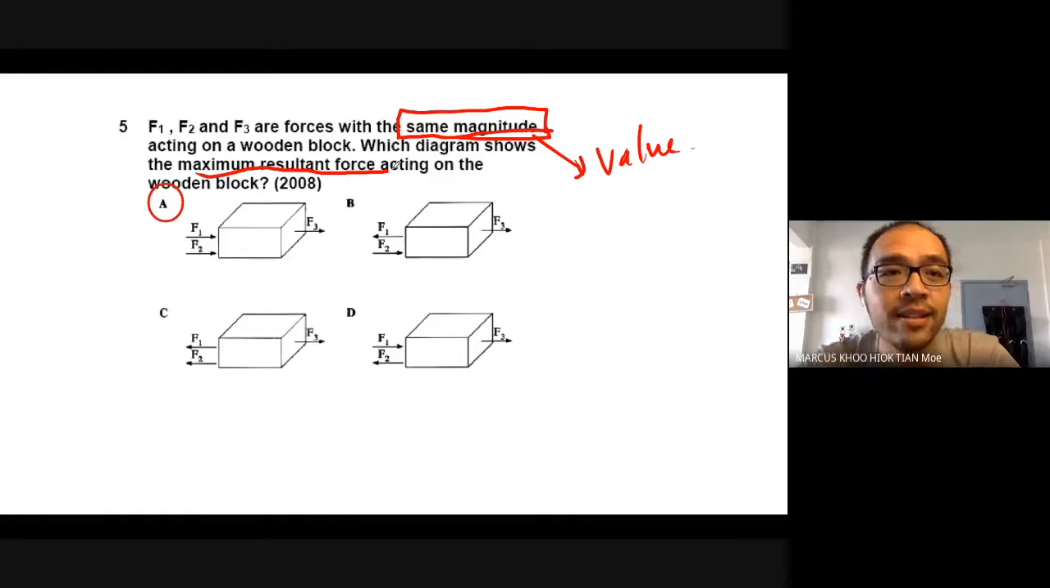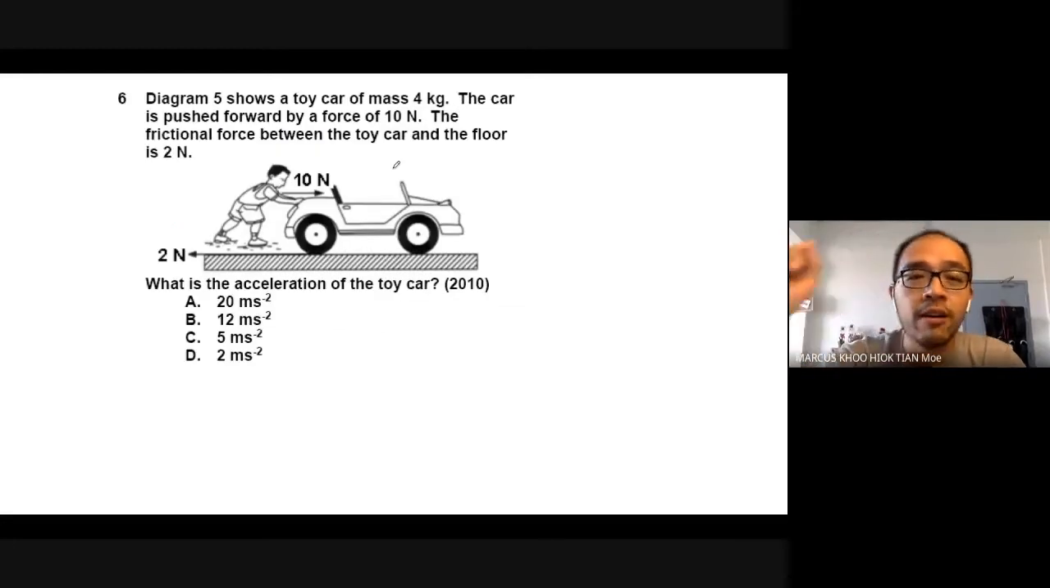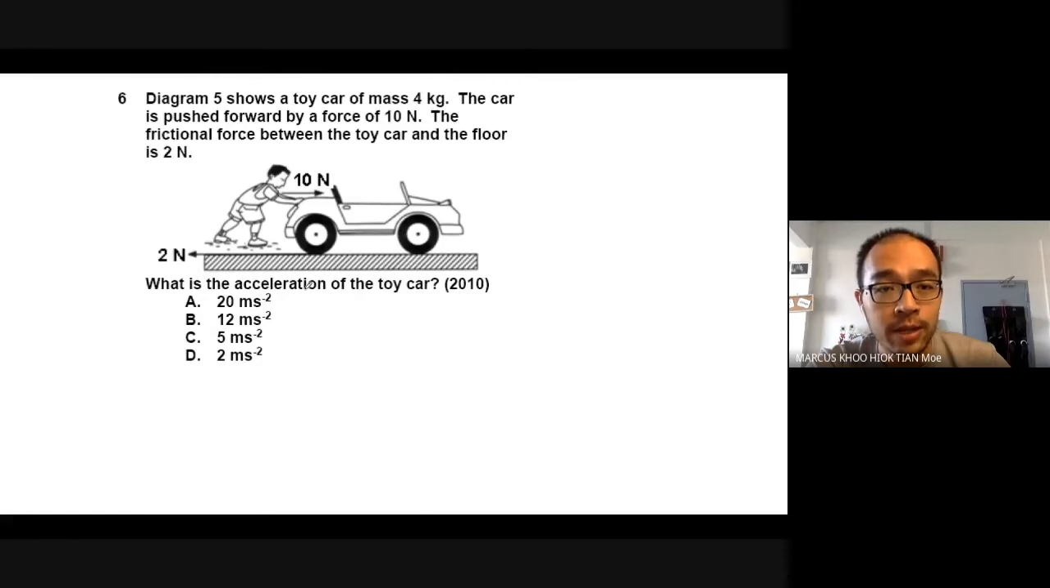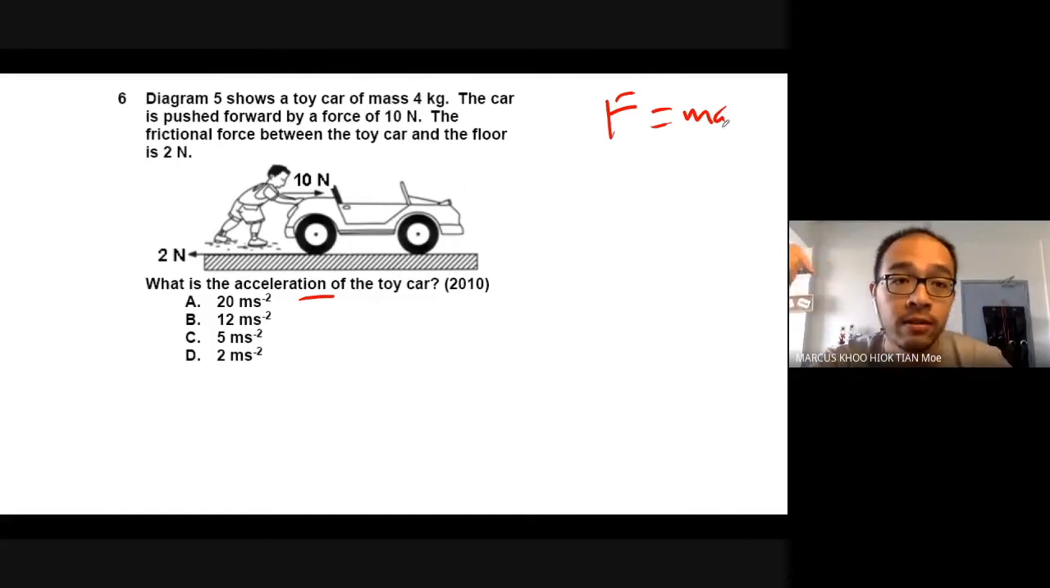Diagram 5 shows a toy car of mass 4 kg. The car is pushed with a forward force of 10 newtons. The frictional force is 2 newtons. Tell me what is the acceleration. Same formula, F equals ma. But remember, calculate first the resultant force. Oh no, that means you have to type out the answer. What is the answer for this, number 6?